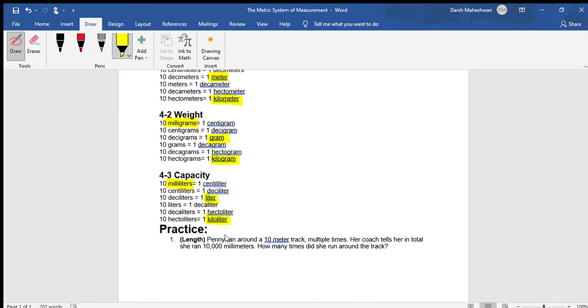Now, one more thing that the English system has is time. After capacity, we went over time in the English system, but there's no special time in the metric system because both systems have the exact same way of telling time. It's usually referred to in the English system. So that's why there's not going to be a separate time section.